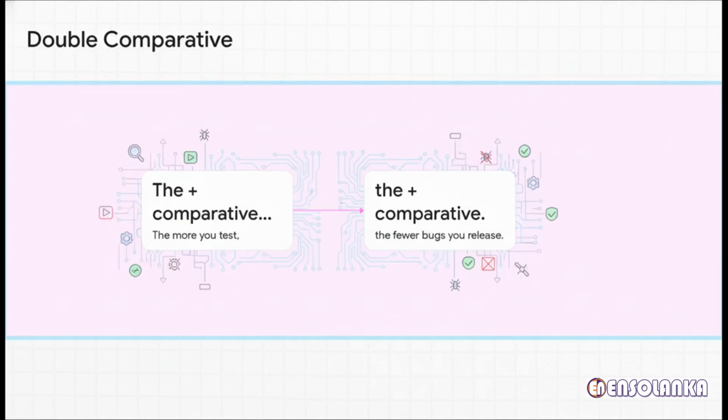Okay, and finally, this is my absolute favorite. It's the double comparative, and it's a real game changer for showing cause and effect. The more you test, the fewer bugs you release. How great is that? It's so concise, so powerful. You absolutely have to use this in your next presentation.